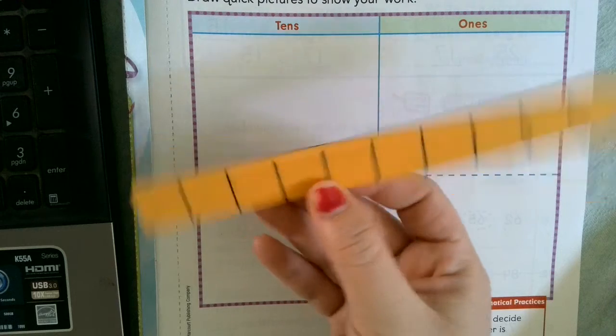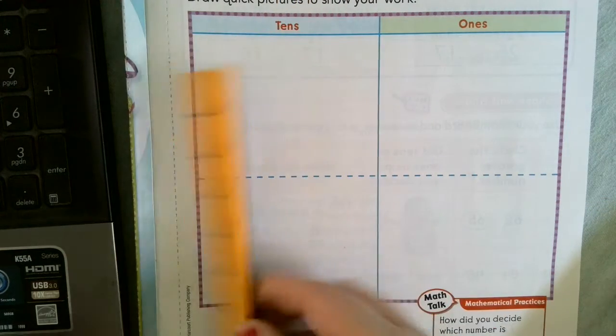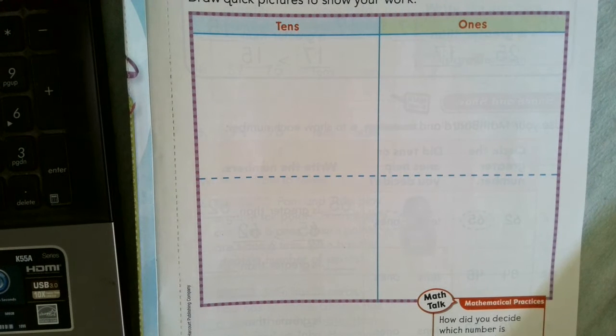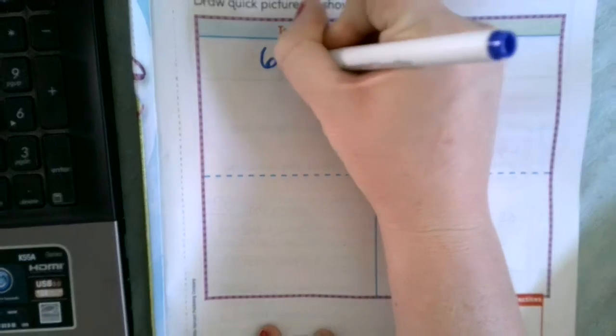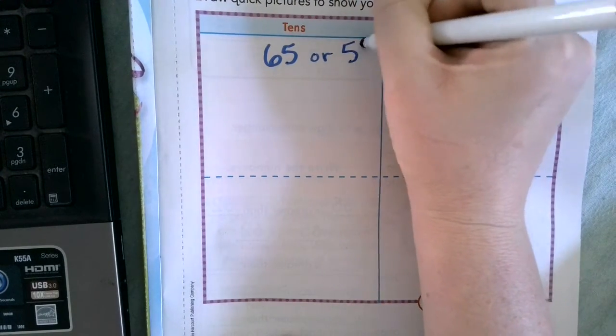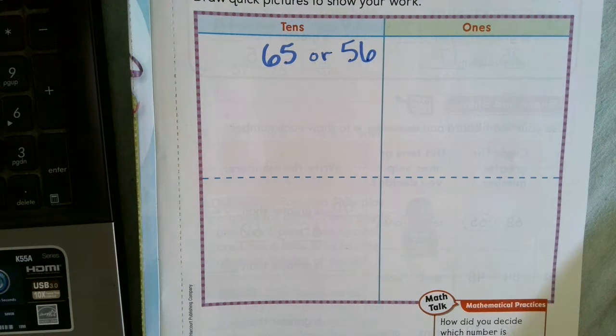So we're going to be using these base 10 blocks. So this right here would be 10, and these are ones, okay? And we're also going to be drawing pictures using base 10 blocks and the ones. So the question is, which number is greater? 65 or 56? So which number is greater? Again, we're looking for the bigger number.